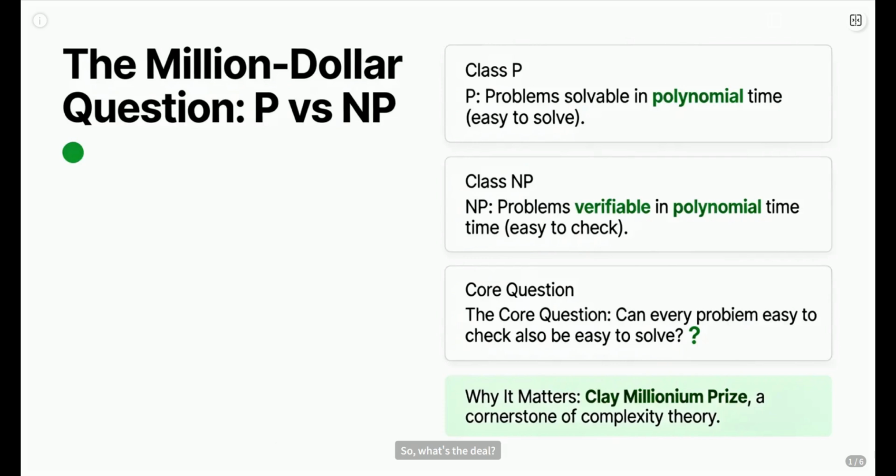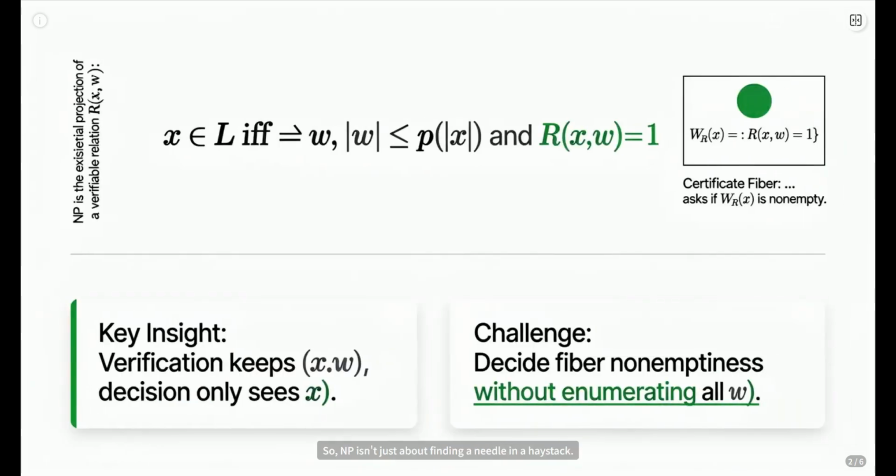So, what's the deal? NP isn't just about finding a needle in a haystack. It's more like knowing if there's a needle in the haystack without necessarily digging through every single stalk. We call this existential projection. You have your input X, and you're looking for a certificate W that makes a relation R true. If such a W exists, X is in your language L.